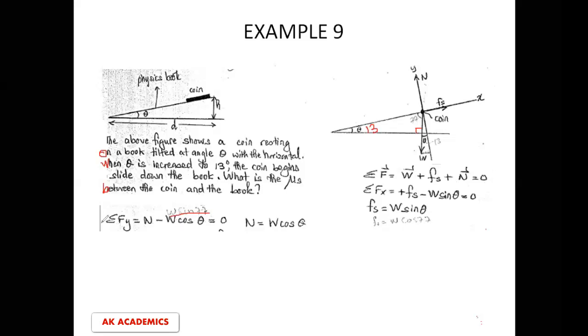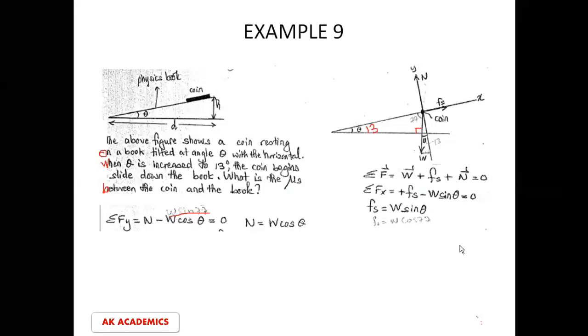So you have the summation of Fy equal to N minus W cos theta. Everything will be equal to 0, and then eventually, if you carry out the arithmetic operations on these expressions, you have N equal to W cos theta. Once you have that, you can see now that we have two equations. We have N equal to W cos theta, and Fs equal to W sin theta.